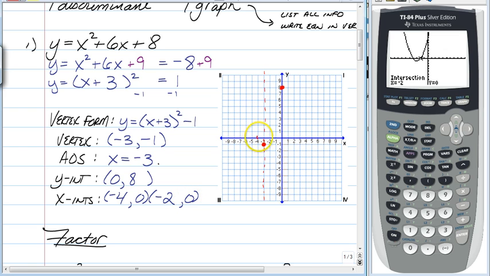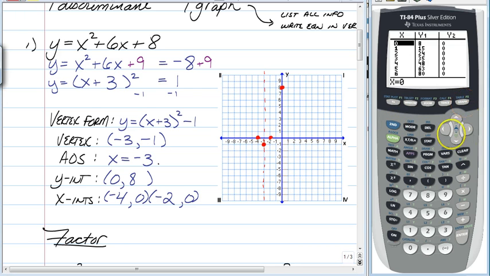Make sure you plot those right here on the graph. You can also go to second table and get a couple more points if you'd like. So we can go to -1, 3. We can go to -5 and get -5, 3. We can go to -6 and be up at 8. And then we just draw our parabola.